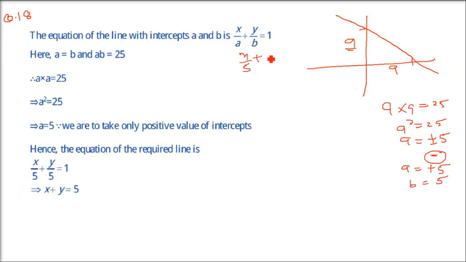So it will be x by 5 plus y by 5 equals 1. Multiply both sides by 5. x plus y equals 5. And this is the final equation.